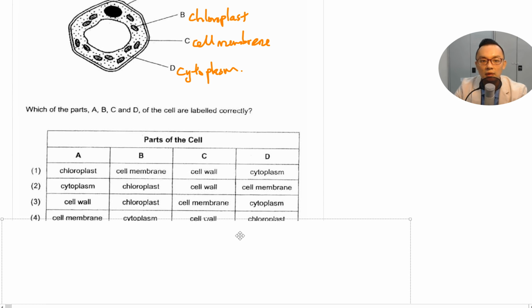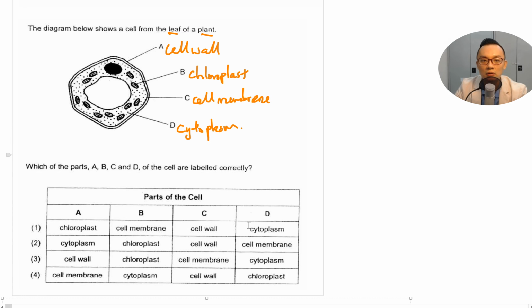So which are labeled correctly? Let's take a look. So A is the cell wall. So this is correct. B is chloroplast. C is cell membrane. D is cytoplasm. Okay. So the answer is number 3.